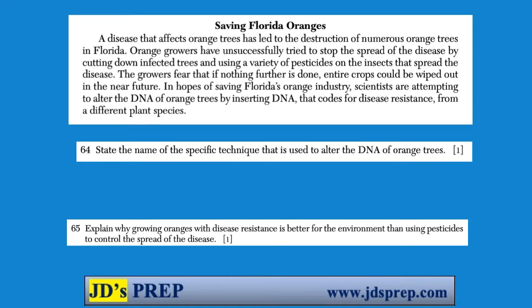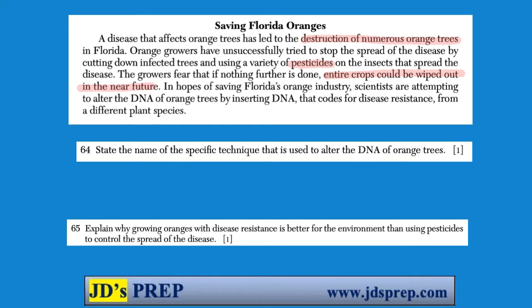The next few questions are about Florida oranges. We're told that a disease that affects orange trees has led to the destruction of numerous orange trees in Florida. Orange growers have unsuccessfully tried to stop the spread of the disease by cutting down infected trees and using a variety of pesticides on the insects that spread the disease.